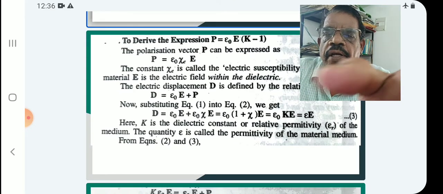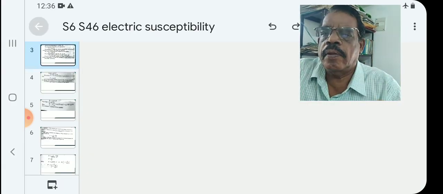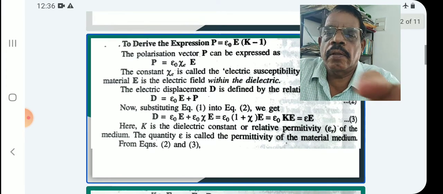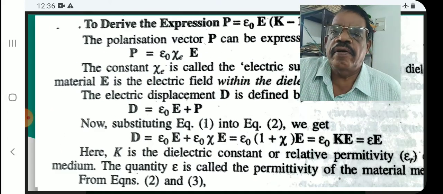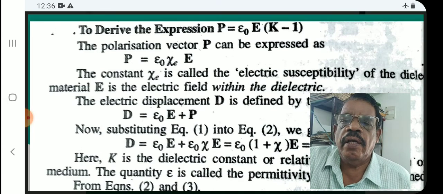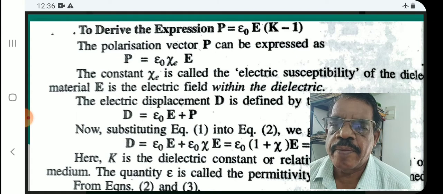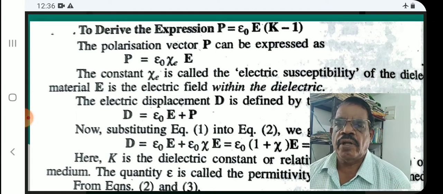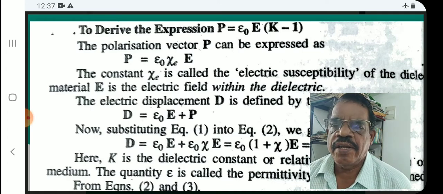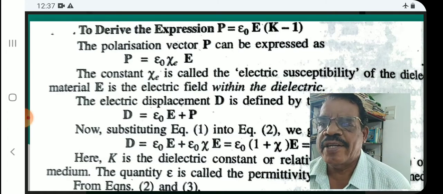And there is an important question based on this chi. It is a problem type of question. You see, to derive polarization, P is epsilon 0 E into K minus 1. K stands for dielectric constant, and in the place of K we can write epsilon R. So this is an important relation for polarization vector: P is epsilon 0 E into K minus 1. You remember K is epsilon R, relative permittivity, the dielectric constant.